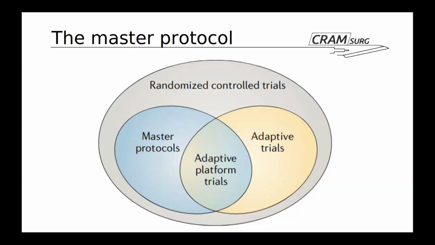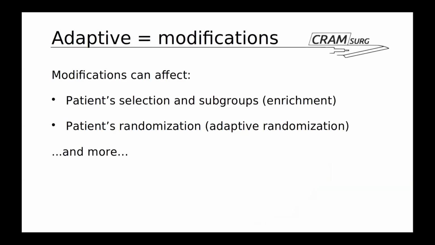So if you think about it as a set of groups, within the group of randomized controlled trials, you've got master protocol trials, adaptive trials, and in the middle of it, you've got adaptive platform trials. For most of the rest of the lecture, we'll be talking about APTs, or adaptive platform trials, and some of the bits and bobs that go with them.